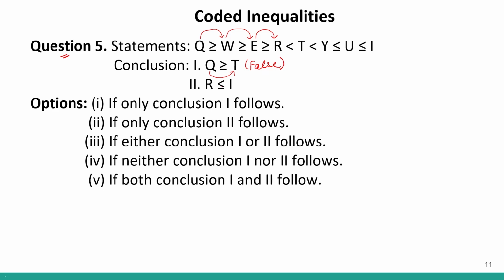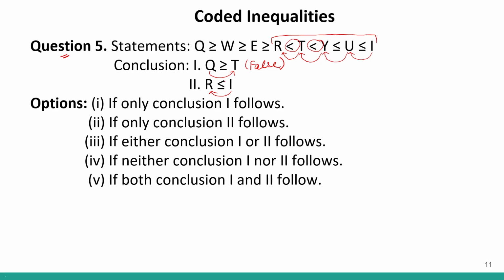Correct? Now we have to determine whether I is greater than or equal to R. So we will move from I to R. Correct? If we move from I to R, I can see this information. It says that I is greater than or equal to U, which is greater than or equal to Y, which is greater than T, and T is greater than R. So if you look at these two symbols, these are symbols of greater than, not greater than or equal to.